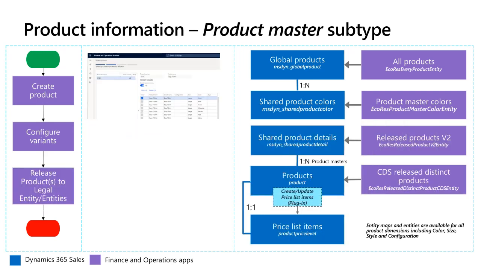And then when we release the products to the legal entity, again, we have these other flows that kick in. The key difference here is that because this is a product variant, the product that's maintained in sales is at that variant level. So for any given product master, per legal entity, there could be multiple products, one for each variant.